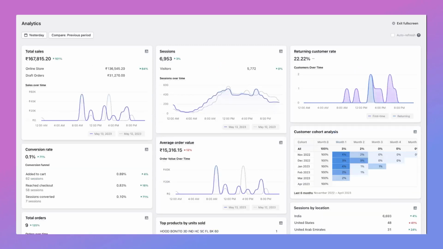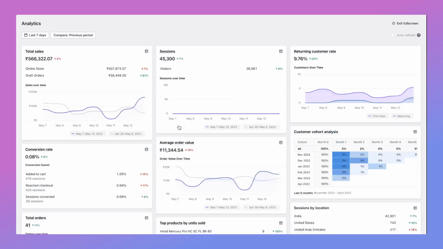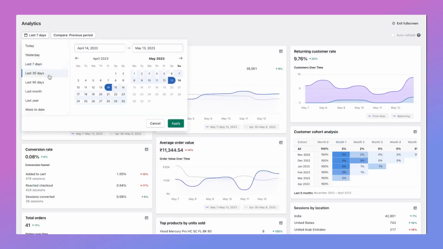There are three key parameters on a very basic level. That is the total sales that are happening, the total sessions being driven to your store, and what the conversion funnel looks like. Then you can check the last 7 days to see the increase and dip in the recent period, and then you move to the last 30-day period.